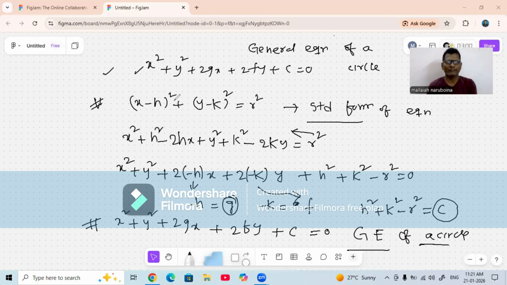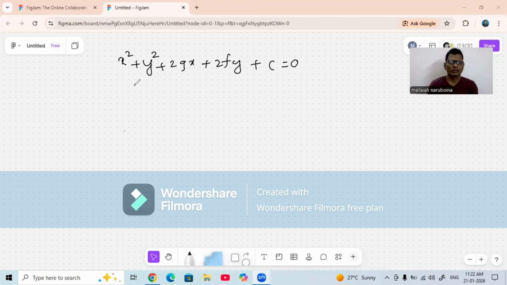It is in the form of (x minus h) whole square plus (y minus k) whole square is equal to r square. So x square plus y square plus 2gx plus 2fy plus c is equal to 0. This is called the standard equation of a circle.